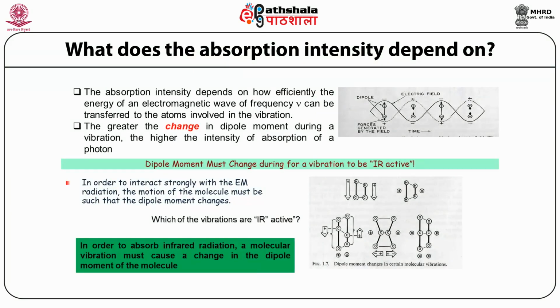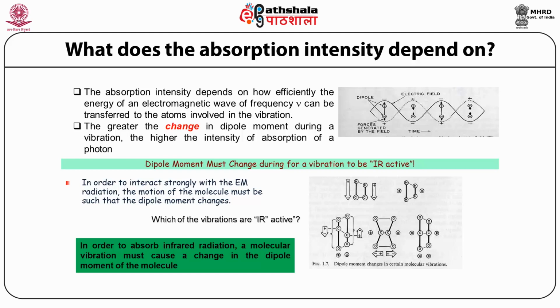We discuss what the absorption intensity depends on. The intensity of absorption depends on how efficiently the energy of an electromagnetic wave of frequency mu can be transferred to the atoms involved in the vibration. You can see here in a figure a dipole is generated and it exerts an electric field. The greater the change in dipole moment during a vibration, the higher the intensity of absorption of a photon. So the dipole moment must change during a vibration to be IR active.